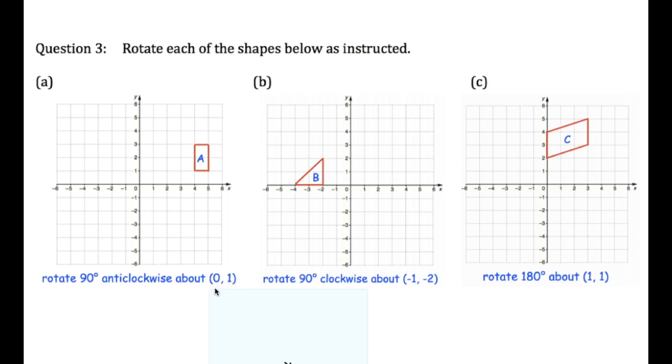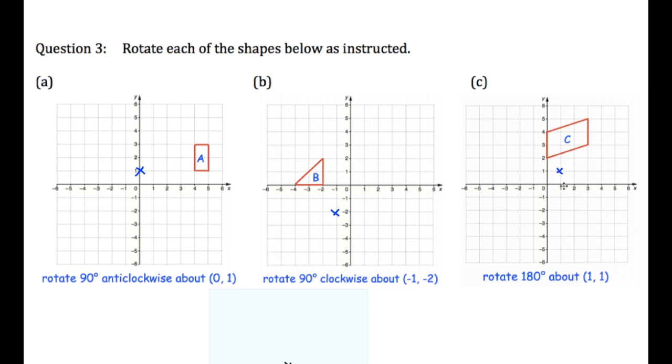The only difference here now is that you're not rotating about the origin, 0, 0. You're going to rotate about the given points. So in this case we're going to rotate about 0, 1. So north cross 1 up, so we put a cross there. And in this case we're going to rotate about -1, -2. So you're going to rotate your shape about there. And finally this one is about 1, 1.